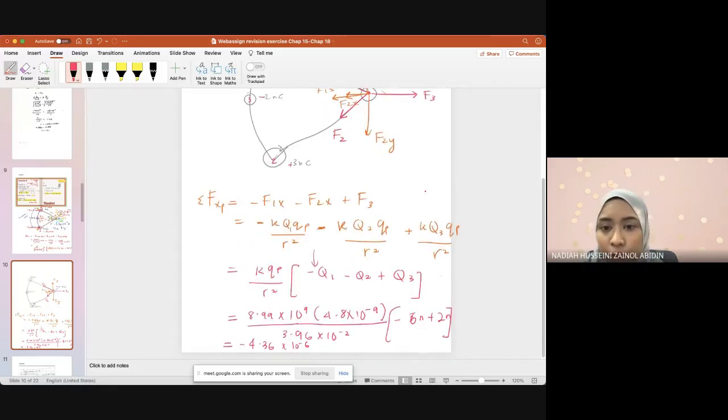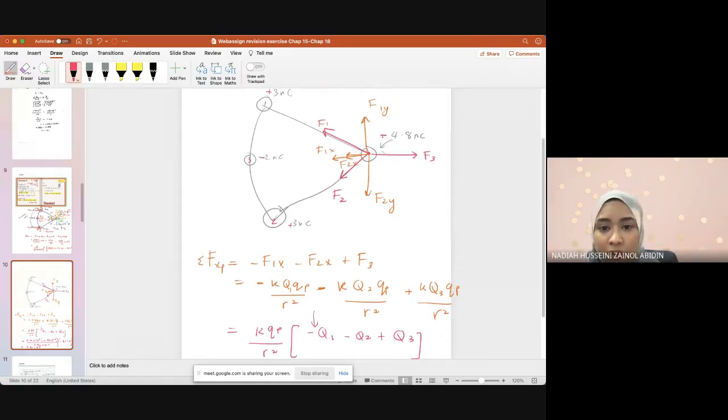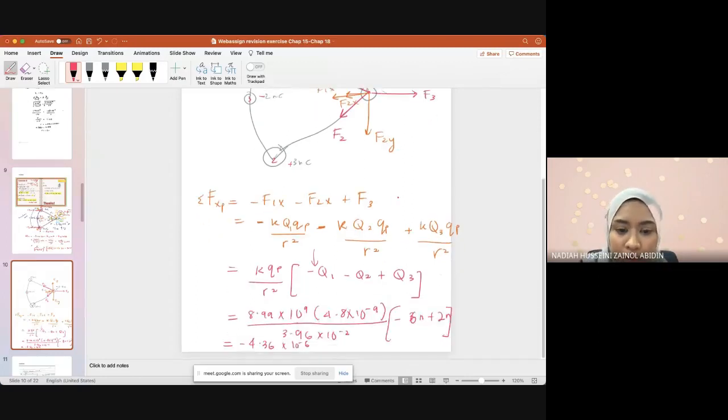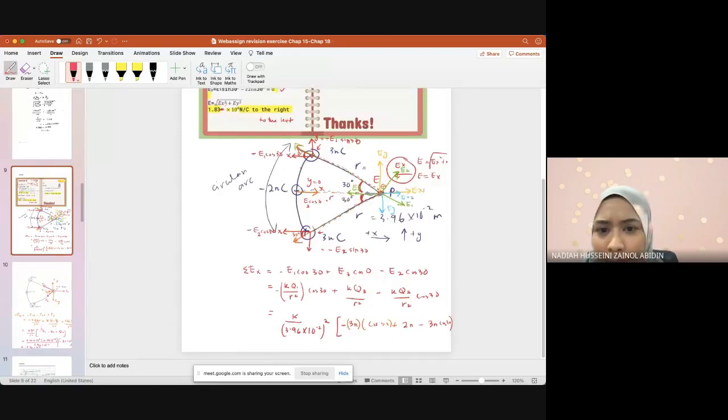Okay, so for the Y components, we know that F1Y and F2Y will have the same value because they have the same magnitude dalam equation. Direction dia pula cancel out. So kat situ dah tahu kosong. Untuk this guy, the Fy is not there. So basically we are just looking at the X component, which is 4.36. I hope I'm right.